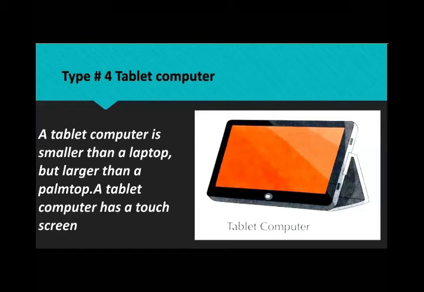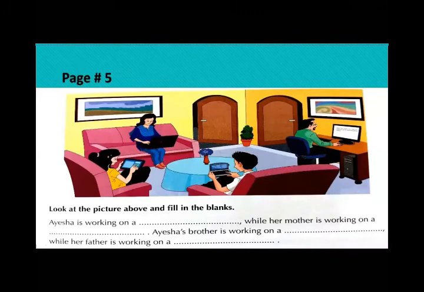Okay, there is one more activity for you. Now open your book to page number 5. Keep a pencil in your hand and solve this activity with me. Look at the picture very carefully. There is a family, and it is Aisha's family. She is Aisha, she is her mother, he is her father, and he is her brother. There are 4 members. Now see what they are saying. Look at the picture above and fill in the blanks.